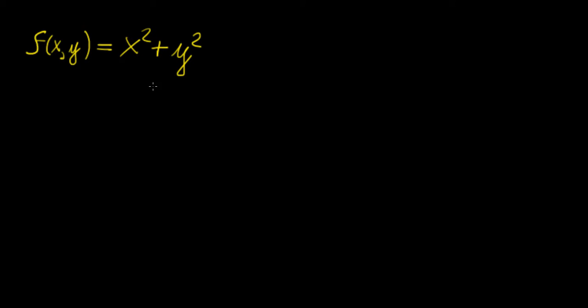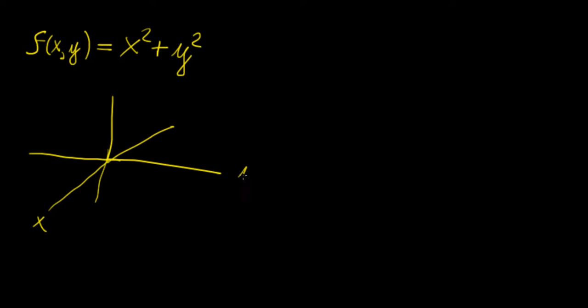What this represents is a function that is plotted in three-dimensional space. So I'm going to draw three axes now. This is usually denoted as the x-axis, this is the y-axis, and this is the z-axis. And we have the origin here.